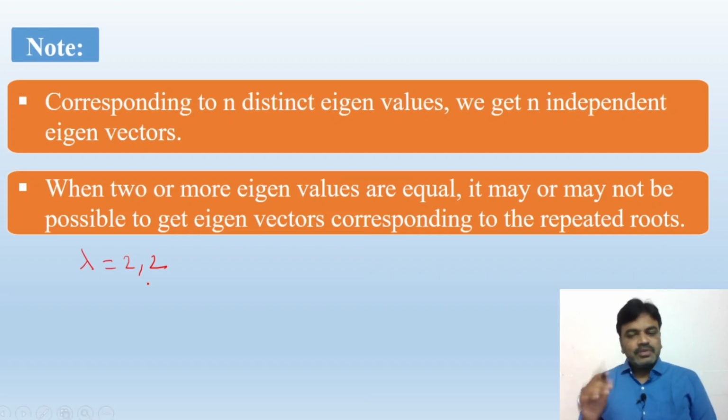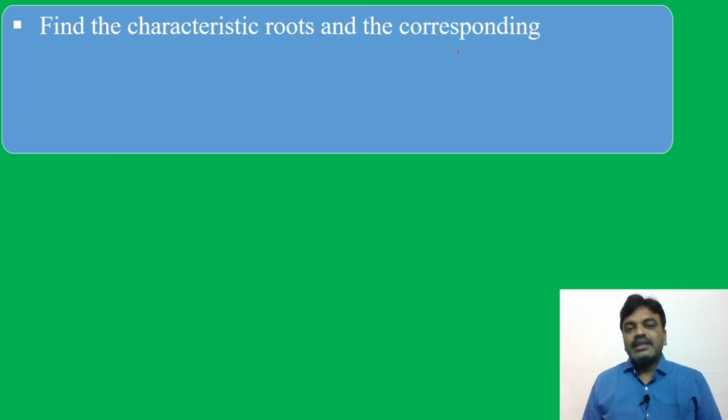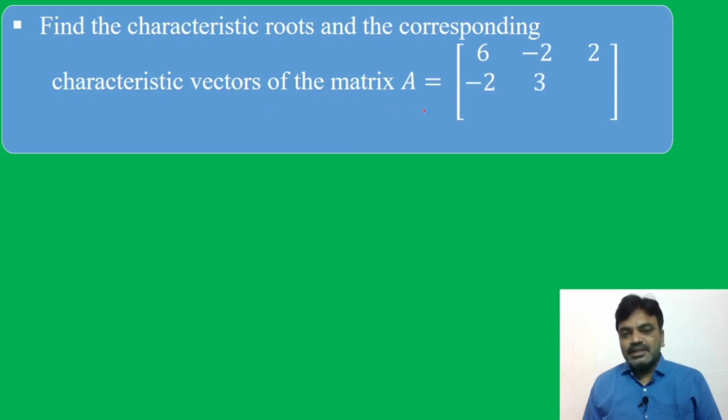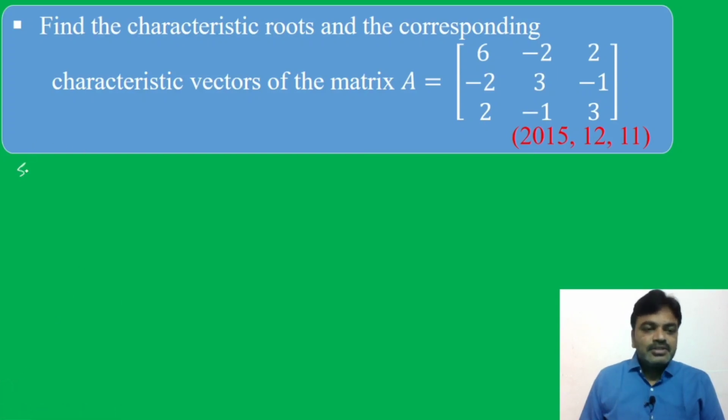Now we will see one problem on this repeated root, friends. Important: find the characteristic roots and the corresponding characteristic vectors of the matrix A equal to [6, -2, 2; -2, 3, -1; 2, -1, 3]. Here we are finding eigenvalues and eigenvectors. This is a 2015 question, a previous year question, a very important problem, friends. Let us see the solution.